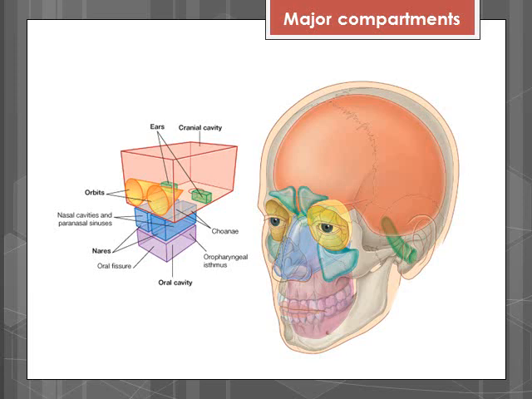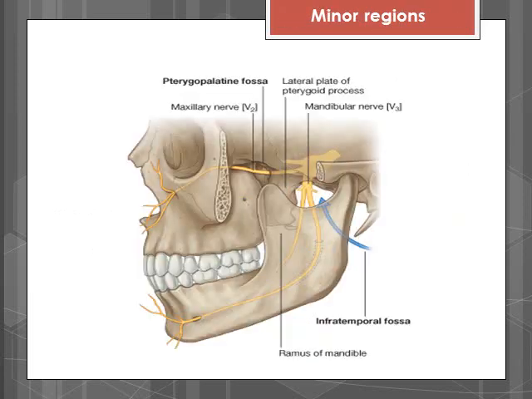Unlike the nares and choanae of the nasal cavities that are continuously open, the oral fissure and the oropharyngeal isthmus can be opened and closed by the surrounding soft tissues. Besides the major compartments, we have two other anatomically defined fossae called the infratemporal and pterygopalatine fossae.